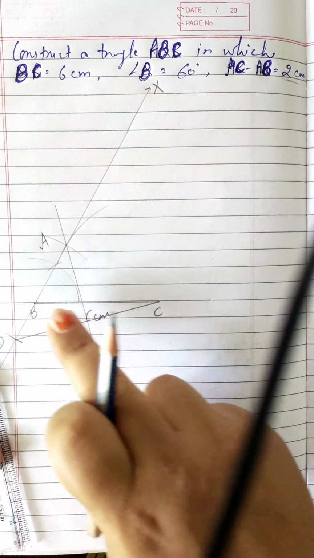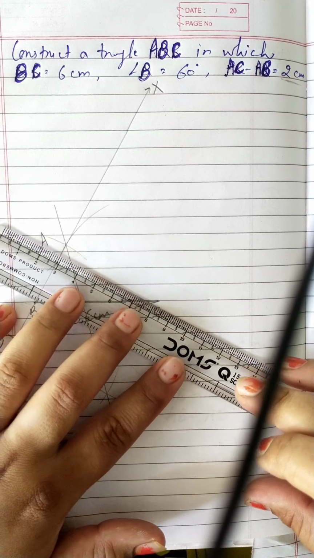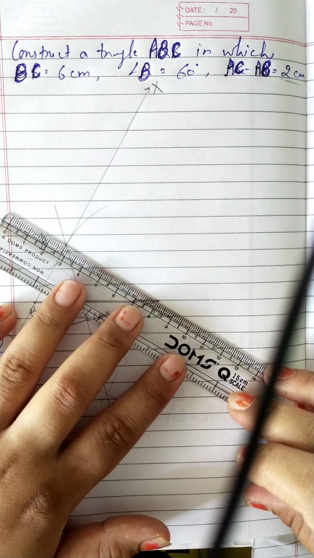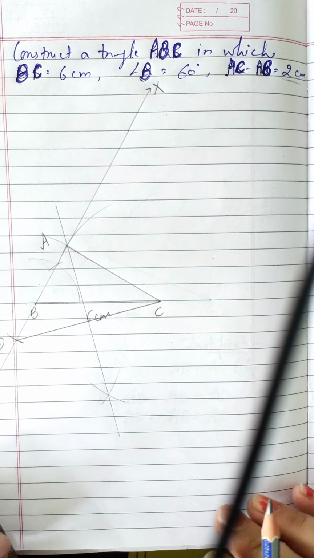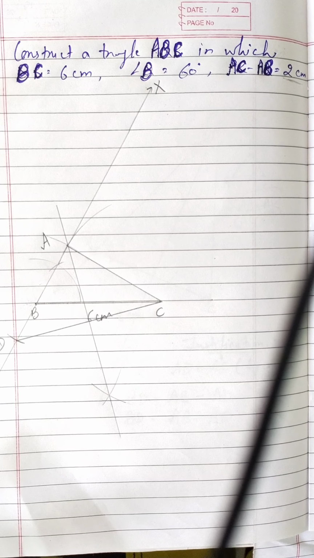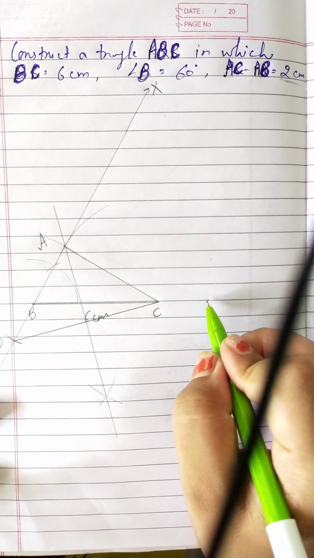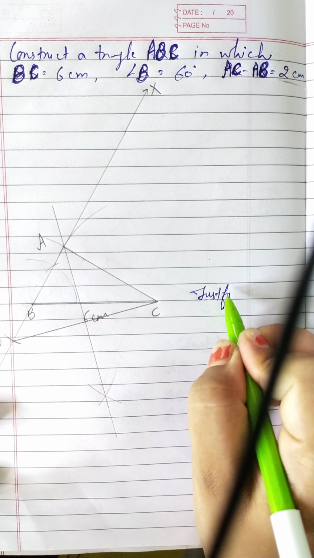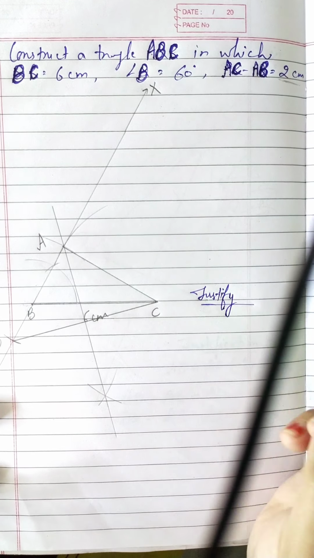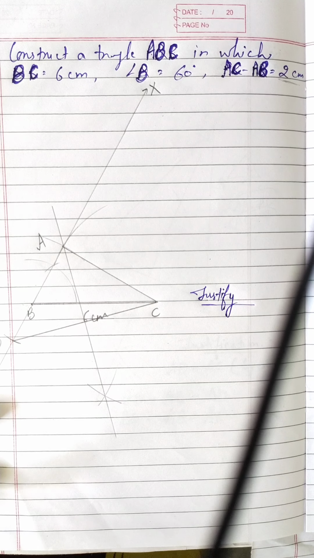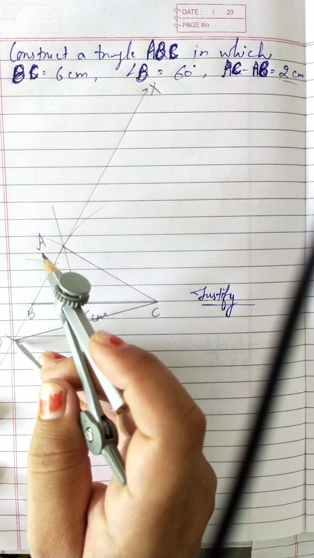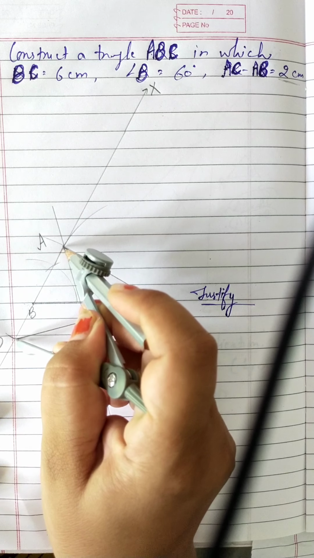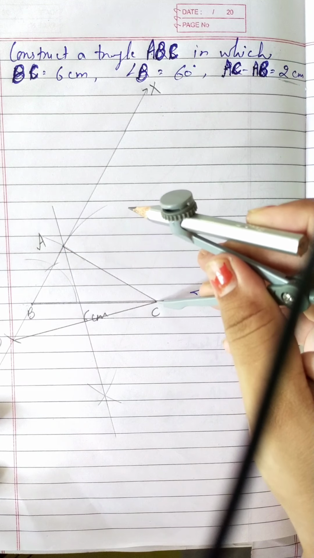So now ABC is the required triangle. Understood? Let me join AC. You can shade it or just simply write that ABC is the required triangle. Now the last step that is left is justification. So how to justify is, we have AD is equal to AC. How? AD is equal to AC by construction. Already we have AD is equal to AC.